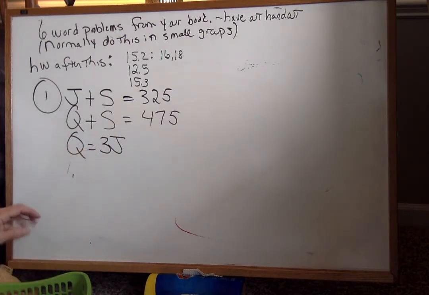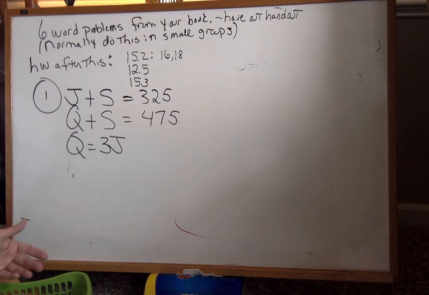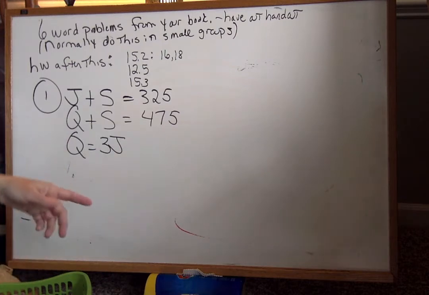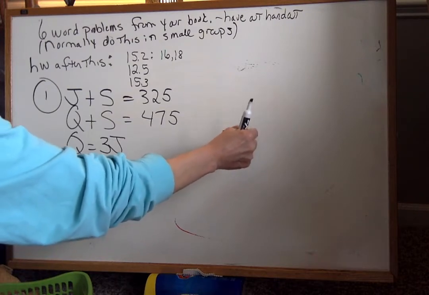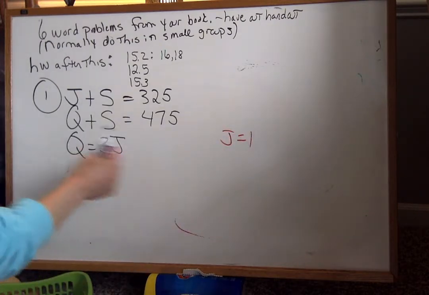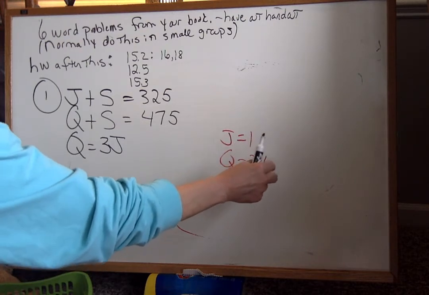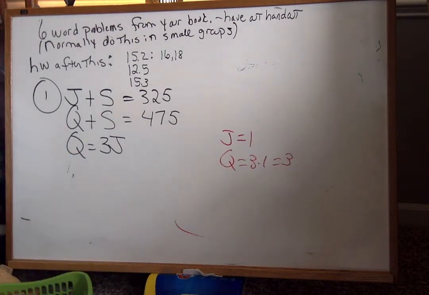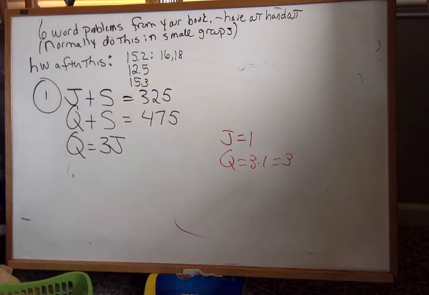So making sure that you have the 3 in the correct spot. A lot of times students put the 3 on the wrong side. As soon as you write the equation, kind of check your work. Let's say the Joneses gave $1. Then Quan would be 3 times 1, which is 3. Yes, the Quans are giving more than the Joneses. The Quans gave 3 times as much. That all makes sense.